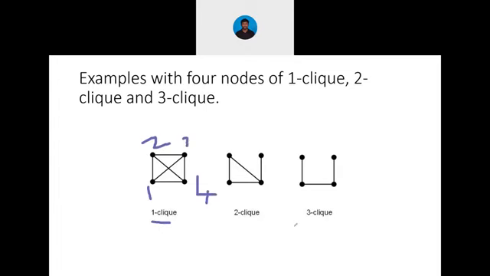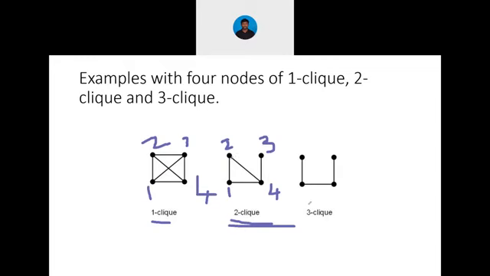What is meant by a two-clique here? Consider this first node. It is reaching the second node with a distance of 2. It is reaching, say, the fourth node with a distance of 1, and it is also reaching the third node with a distance of 2, and hence it is called a two-clique.